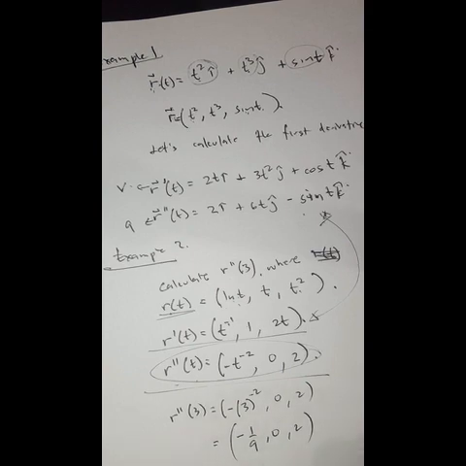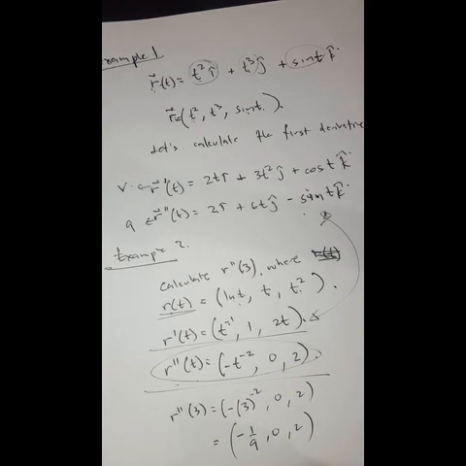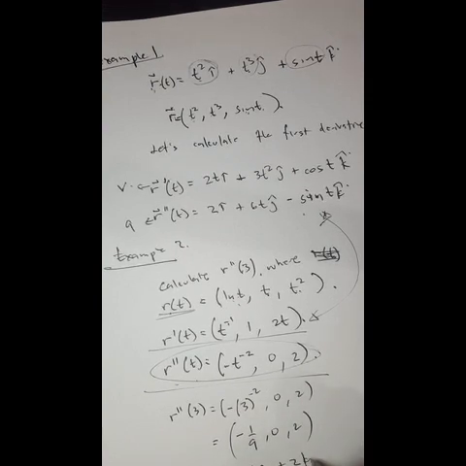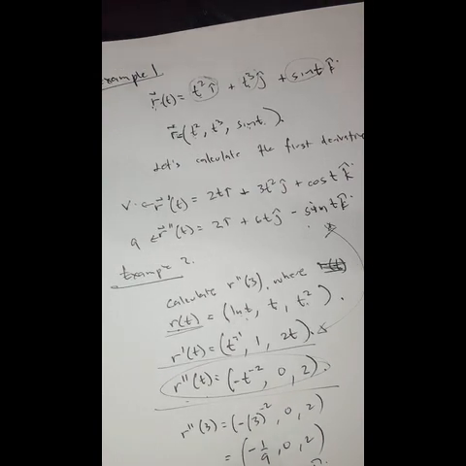Okay, if you want to express that in Cartesian form, then we can express it as negative 1 over 9 i, and then 0j plus 2k. Right, so that's the answer.